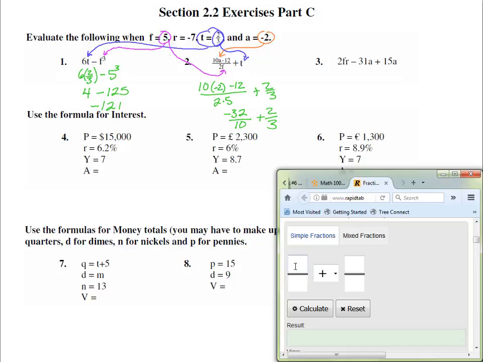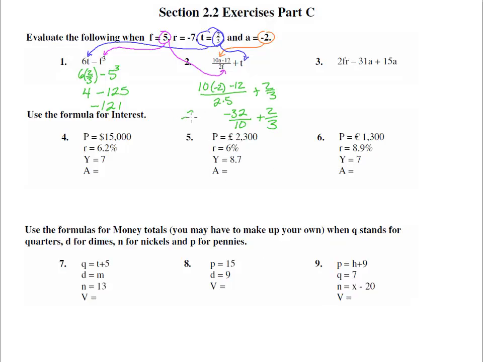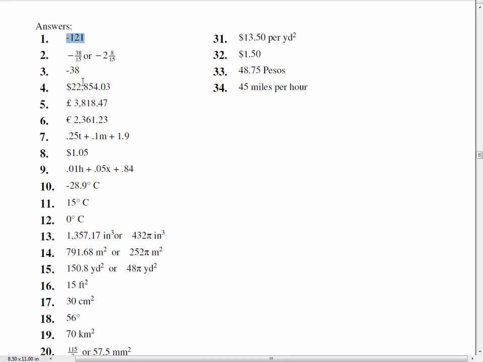Here's a calculator we've used a lot. So we're going to take, and there's a positive 2/3, and the negative is over here with 32 tenths. And let's calculate, and it gives us negative 2 8/15, or negative 2.533. So negative 2 8/15. Let's check our answer. We get, yep, negative 38/15 or negative 2 8/15. Or if you wrote the decimal, that would be all right as well.